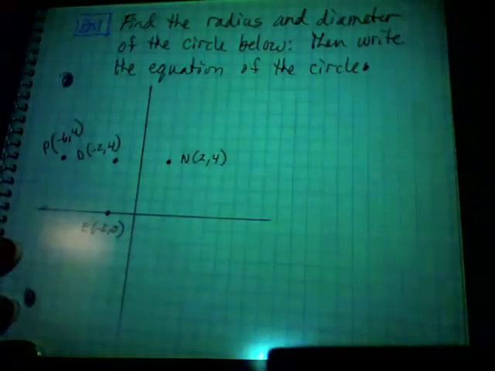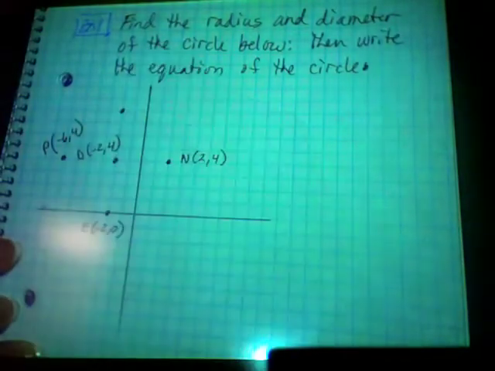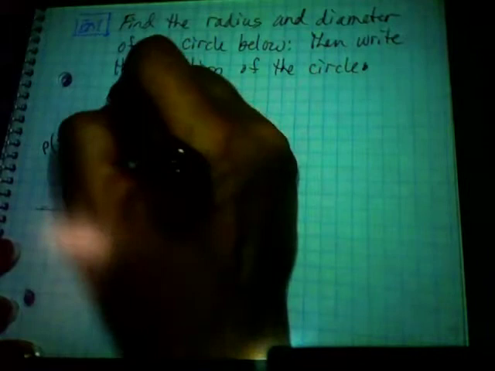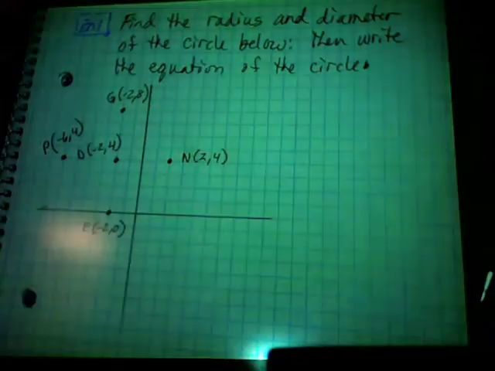And then you're going to put a point at (-2, 8). And you're going to call that G, as in goody. And then you're going to make a circle.